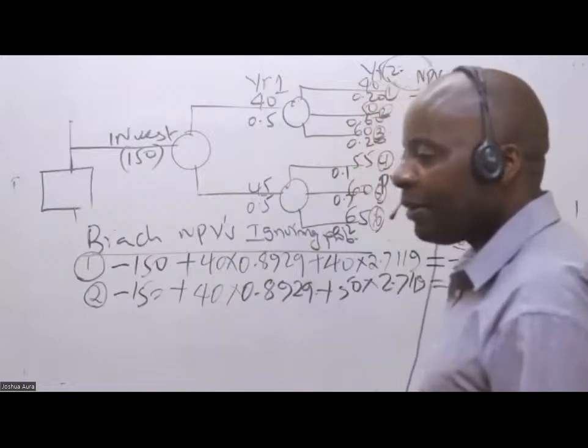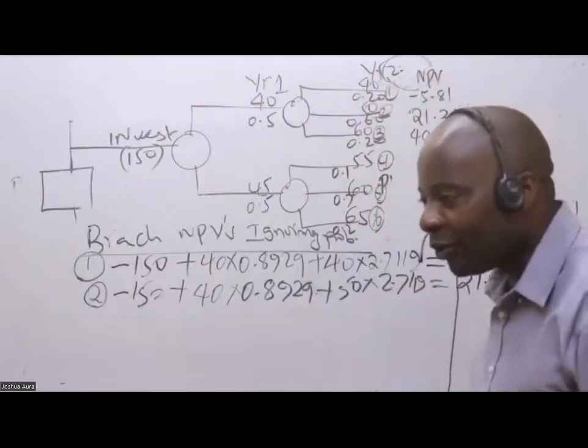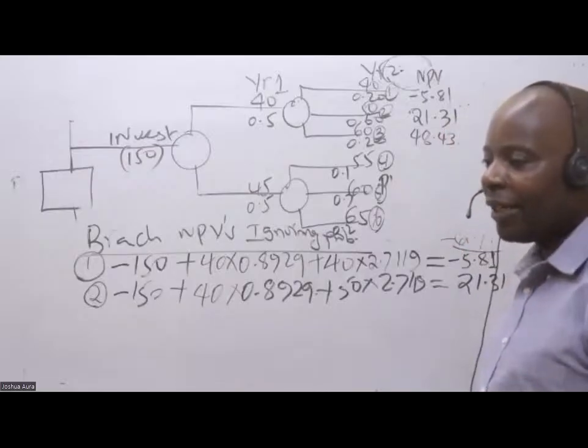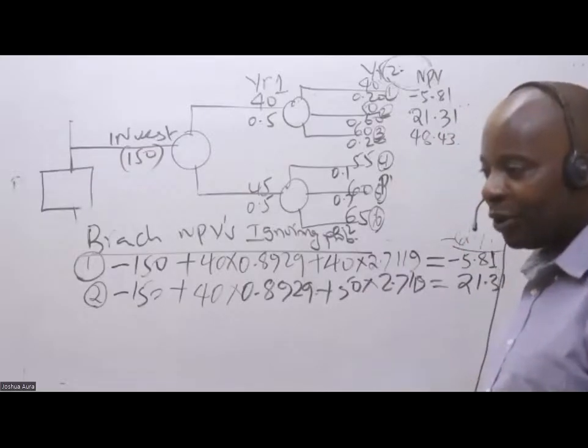So go to branch number 4. How could you get a different answer? Oh, for branch number 4, it's 39.34.